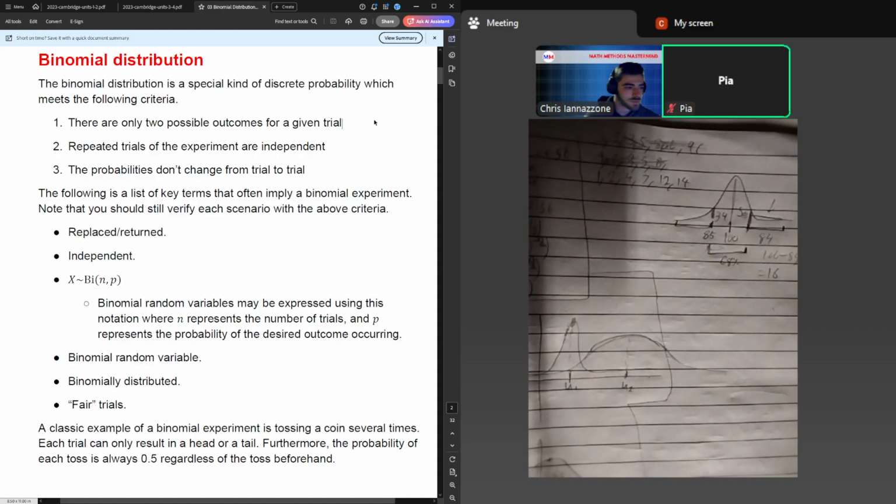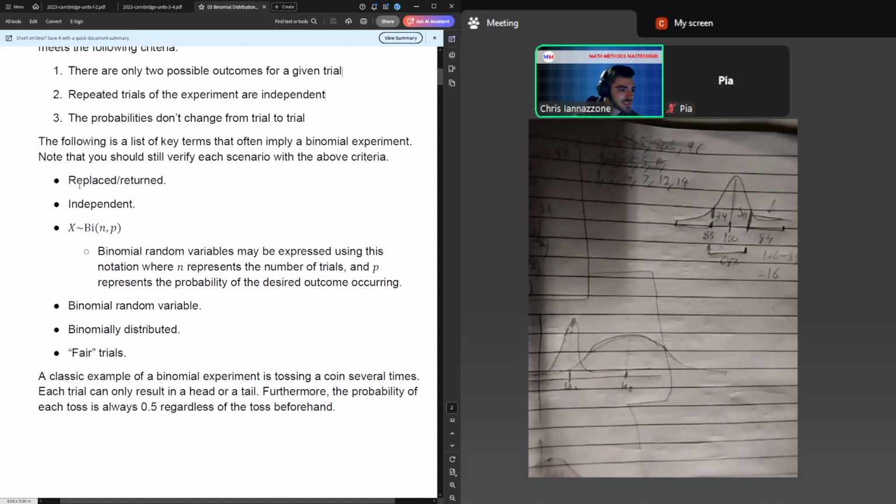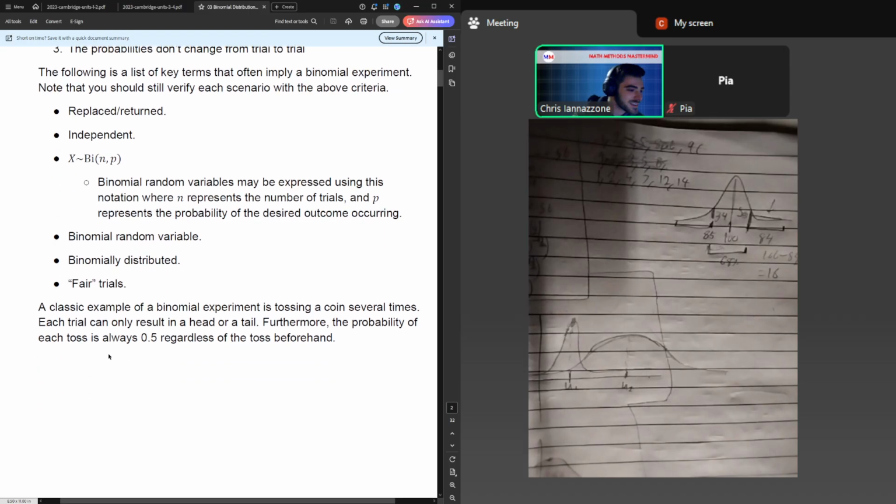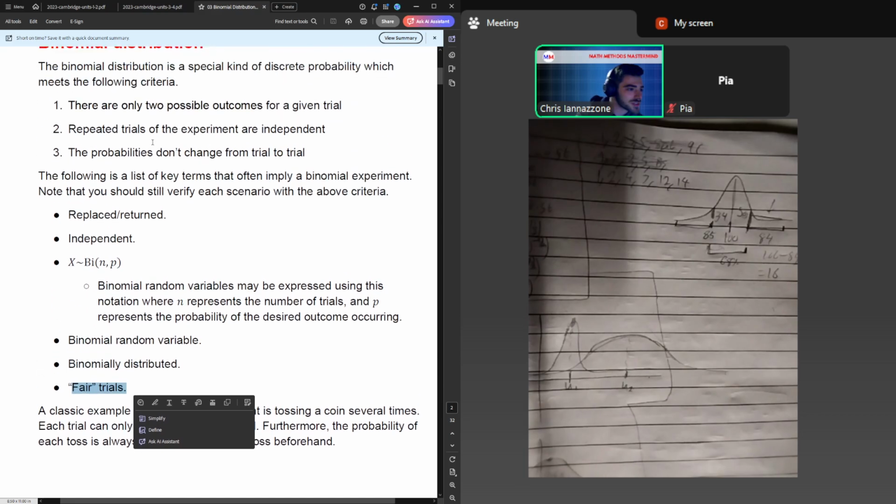Yeah. Awesome. As far as some key terms for you to identify, things like replaced or returned, I kind of mentioned that one before. You've got to have the scenario reset itself every time, so things have to be put back where they belonged before you start the next trial. If you see the keyword independent, if you see this notation, it might even flat out just tell you it's binomial, in which case, there you go. And then this idea of fair trials, that's hitting criteria number 2.